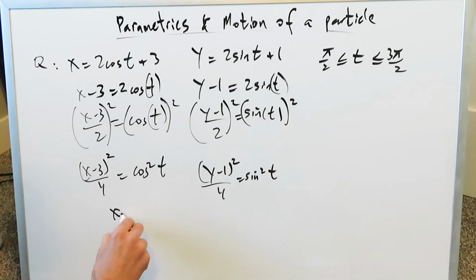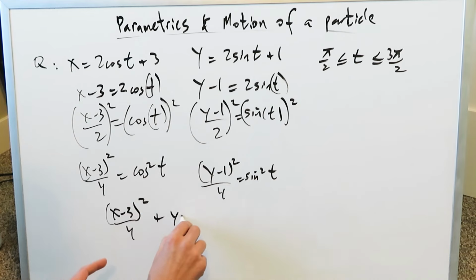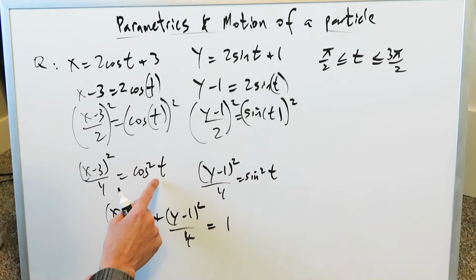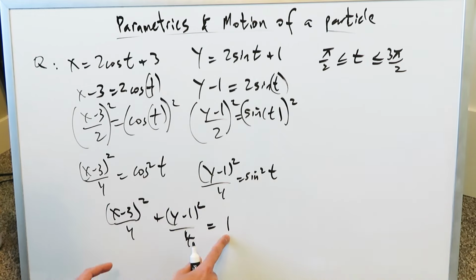You can literally combine these things in the following way. x minus 3 whole square over 4 plus y minus 1 whole square over 4 is equal to 1. Why can I do that? Because this is equal to cosine square and that's equal to sine square, and together sine square plus cosine square are always equal to 1. Hence their substituents are also equal to 1. And this makes sense. This right here is a 4. It looks messy, but it's a 4.